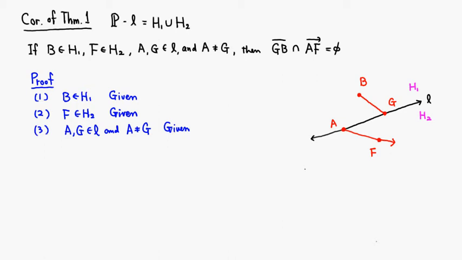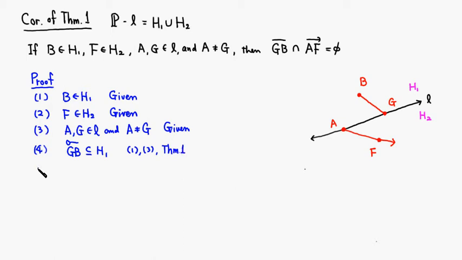Alright, so here are the givens. B is in H1, F is in H2, and A and G are on the line L, and they are distinct. Number 4: by theorem 1, we know that the half-open, half-closed segment GB is going to be entirely inside H1. This uses the fact of number 1, that G is on the line, and then theorem 1.